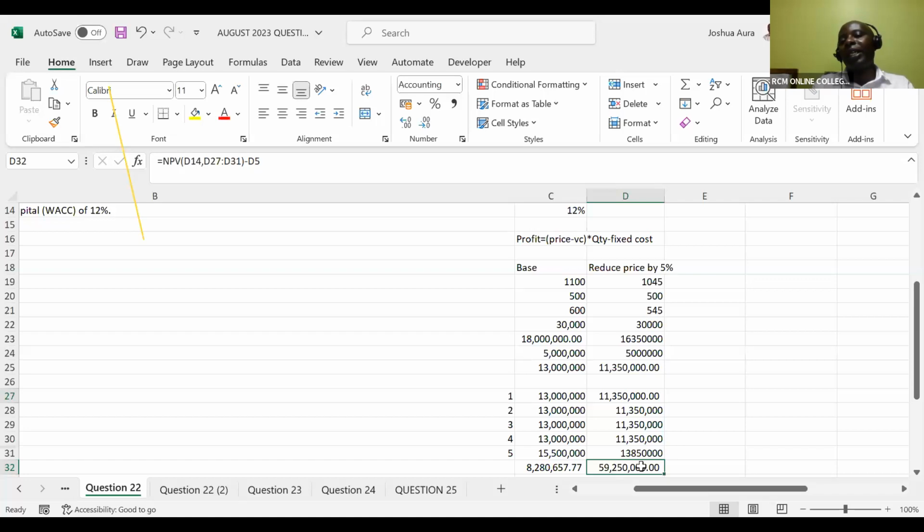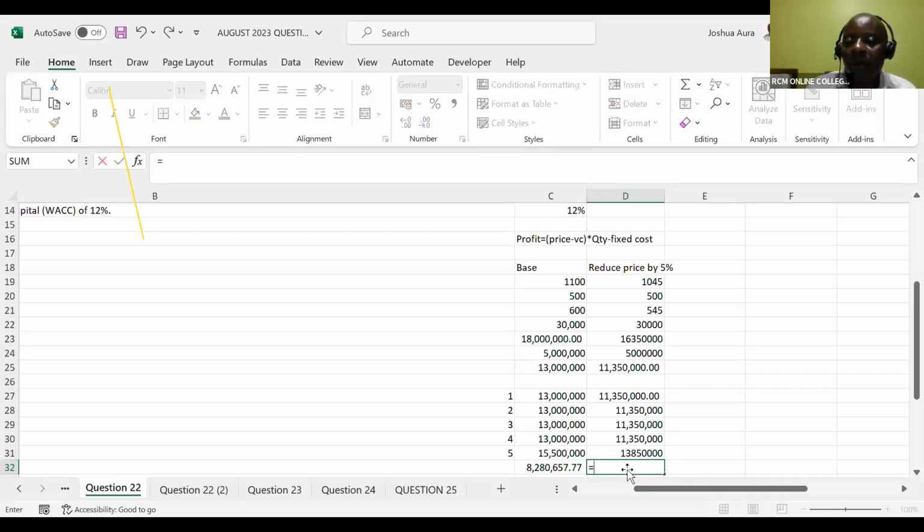So ladies and gentlemen, is there anybody who has been able to really reach where I have reached? Anybody who has been able to reach, like getting these cash flows here? So then once I get these cash flows, to get NPV is very easy. I'll come and say equals. I'm looking for the NPV functionality. I can see it is there. So the rate still remains at 12%. It is here because I'm following this formula.